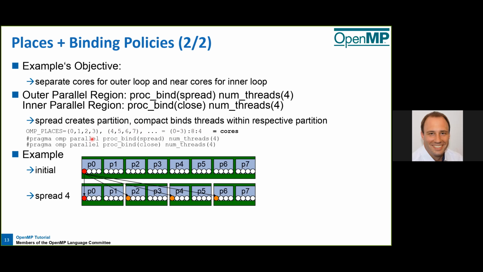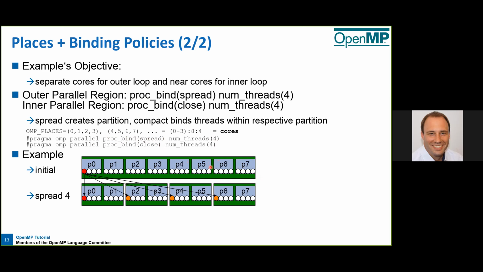In my example, I'm using 2 parallel regions, both with 4 threads, num_threads 4. On the first, I specify proc_bind spread. That means a spread affinity policy will be used, and in the inner parallel region, I specify proc_bind close. So let's take a look again at this architecture here.